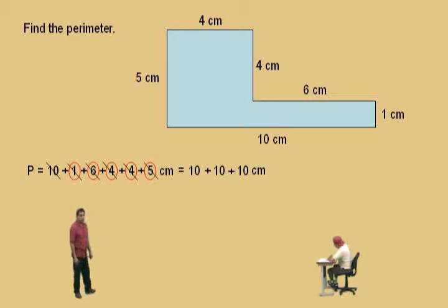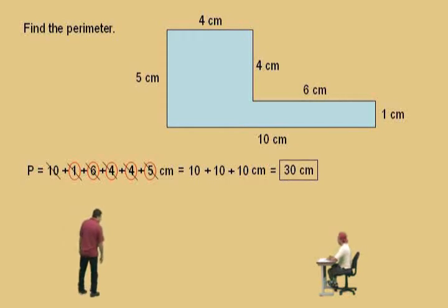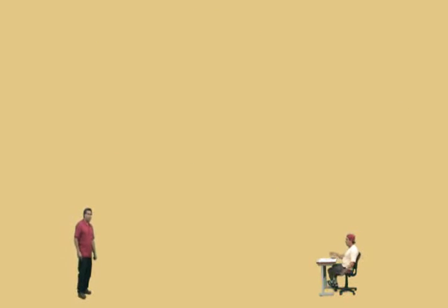Don't forget our units. Now, we did some Kung Fu math. Makes it easy. What's 10 plus 10 plus 10, Charlie? 30. 30 centimeters. Very nice. Don't forget to box your answer. Okay, that was a good warm-up problem. Now, we go to a tougher one.